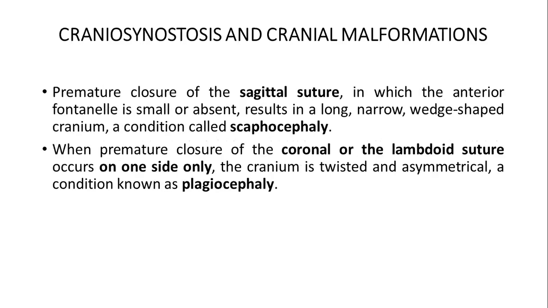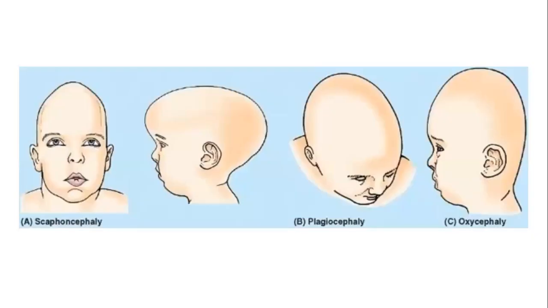Premature closure of the sagittal suture, in which the anterior fontanel is small or absent, results in a long and narrow wedge-shaped cranium called scaphocephaly. It's a boat-shaped skull. So you see the picture of this boat-shaped skull.